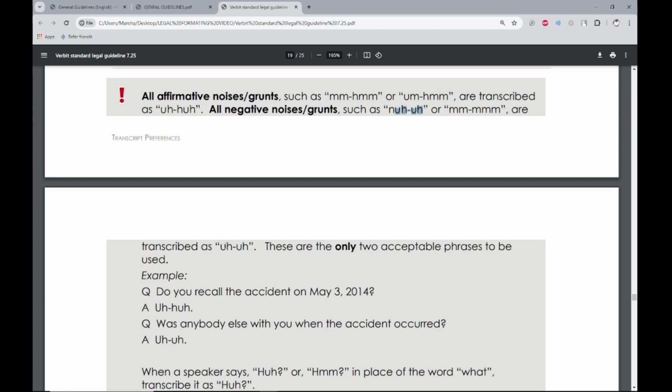Like this one, this is what I was saying. This one is for the negative noises, and this one is for the affirmative noises. That's how you are supposed to write it.